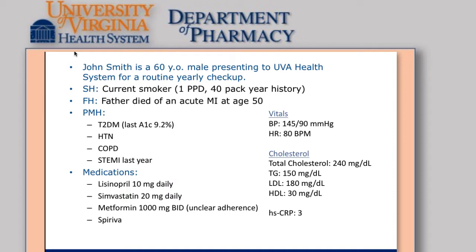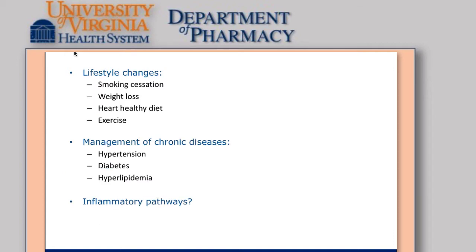His past medical history is significant for diabetes with an uncontrolled A1C, hypertension, COPD, and a STEMI last year. He's currently on lisinopril, simvastatin, metformin, though it's unclear how often he takes it, and Spiriva. His vitals show an elevated blood pressure and a heart rate of 80 beats per minute. You'll notice his cholesterol panel is somewhat elevated with a total cholesterol of 240 and an LDL of 180. His HDL is low at 30, and his high-sensitivity C-reactive protein is 3.